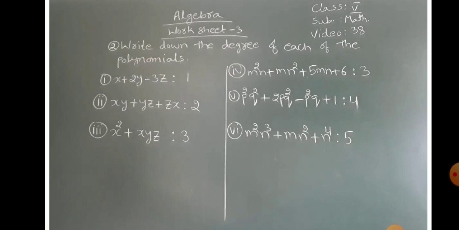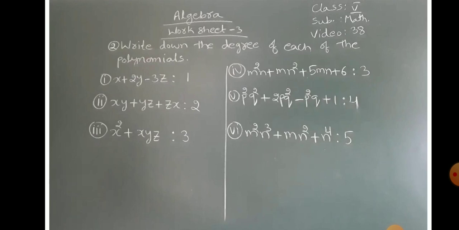In the same manner, degree of the third term is 3 again, and the fourth term is a constant, that's why its degree will become 0. So among all these degrees, the highest value is 4, that's why degree of the fifth polynomial is 4.